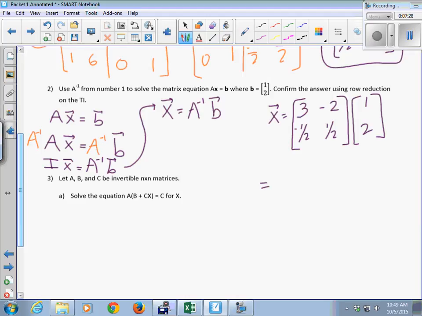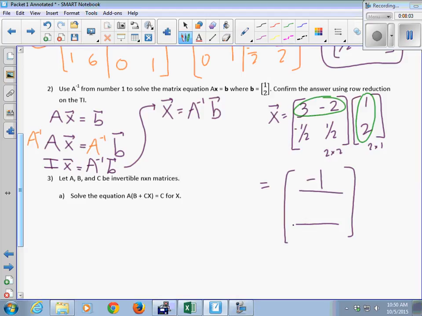So this is a 2 by 2. This is a 2 by 1. So my resulting matrix is going to have what dimensions? 2 by 1. So I like to put in the dimensions of the result. And then we get to multiply first row times the first column. First row, first column, the result will go in row 1, column 1. So I do 3 times 1 plus -2 times 2, and I get -1.